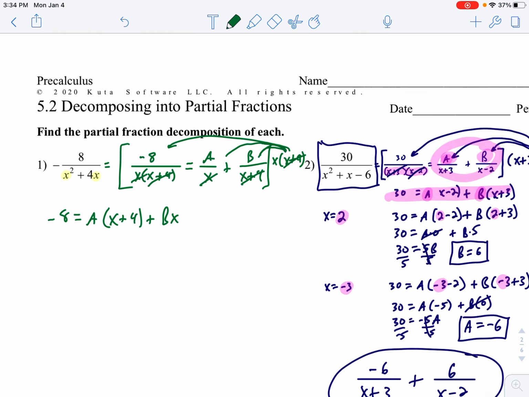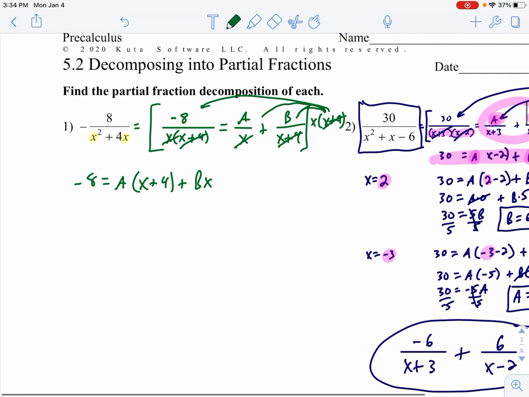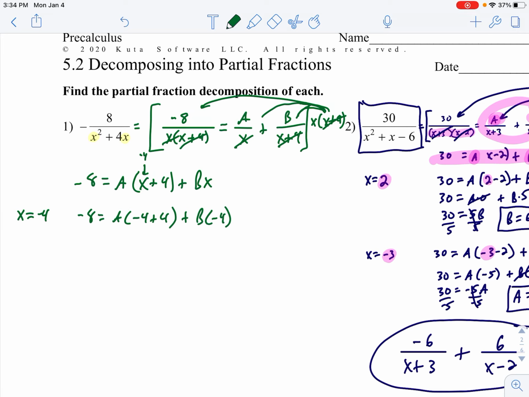So we have this. So now we're going to do two scenarios. We're going to start when x equals negative 4, because negative 4 plus 4 equals 0, and see what happens there. So negative 8 equals a times negative 4 plus 4 plus b times negative 4. This is negative 8 equals a times 0 minus 4b. Plus b times negative 4 is just negative 4b. Why did I write 44? I don't know. And then a times 0 is just nothing, so we get negative 8 equals negative 4b. Divide both sides by negative 4. b works out to be positive 2. So we know now in this problem that b is positive 2.